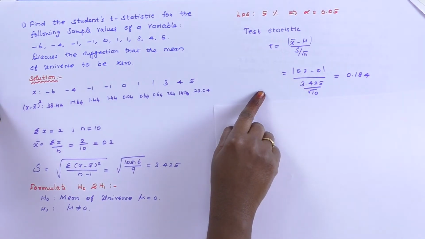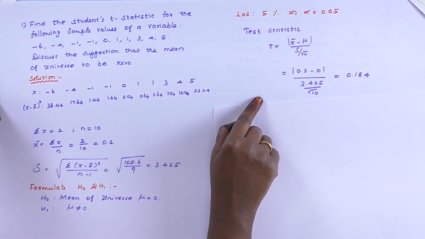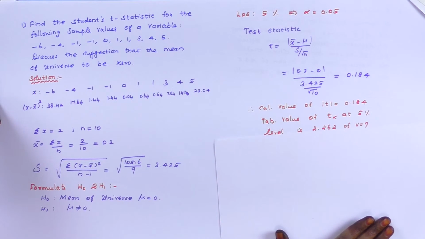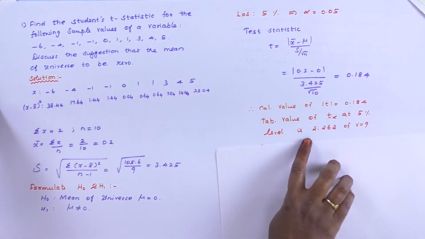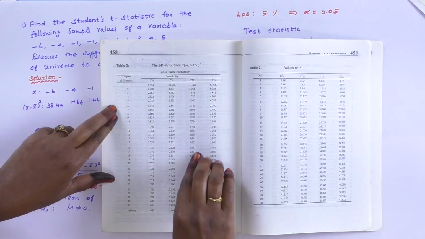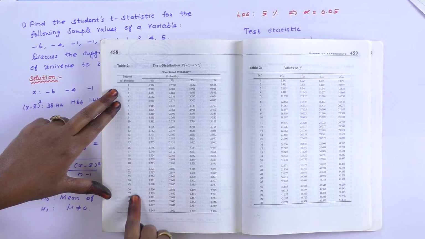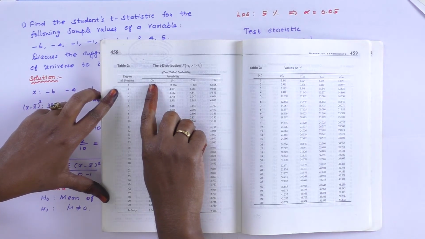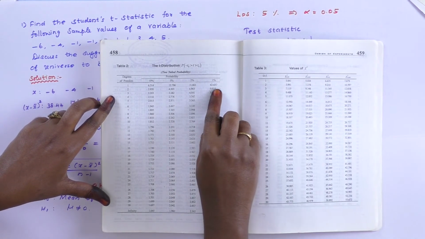Next we want to choose the tabulated value of T at 5% level, where degrees of freedom is n minus 1, that is 9. At 9 we have a table value for 5% level of 2.262. This is the table chart for the T distribution. The first column represents the degrees of freedom and the other columns give the level of significance: 10%, 5%, 2%, 1%.